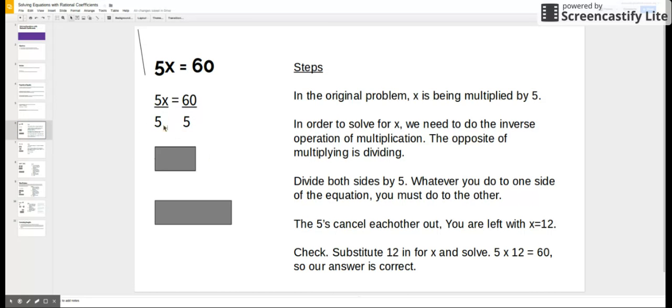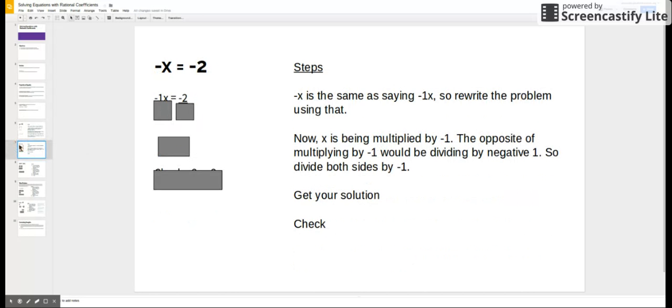Whatever you do to one side of the equation, you need to make sure that you're doing to the other. Now, if you look here, we have 5x divided by 5 is equal to 60 divided by 5. Let's simplify this now. 5x divided by 5 is actually equal to 1x, right? And 1x then is equal to 60 divided by 5, which is 12. So x is equal to 12. Once you get your solution, you can substitute it back into the original problem. So you just do 5 times 12 to get 60. That's how you check your work.